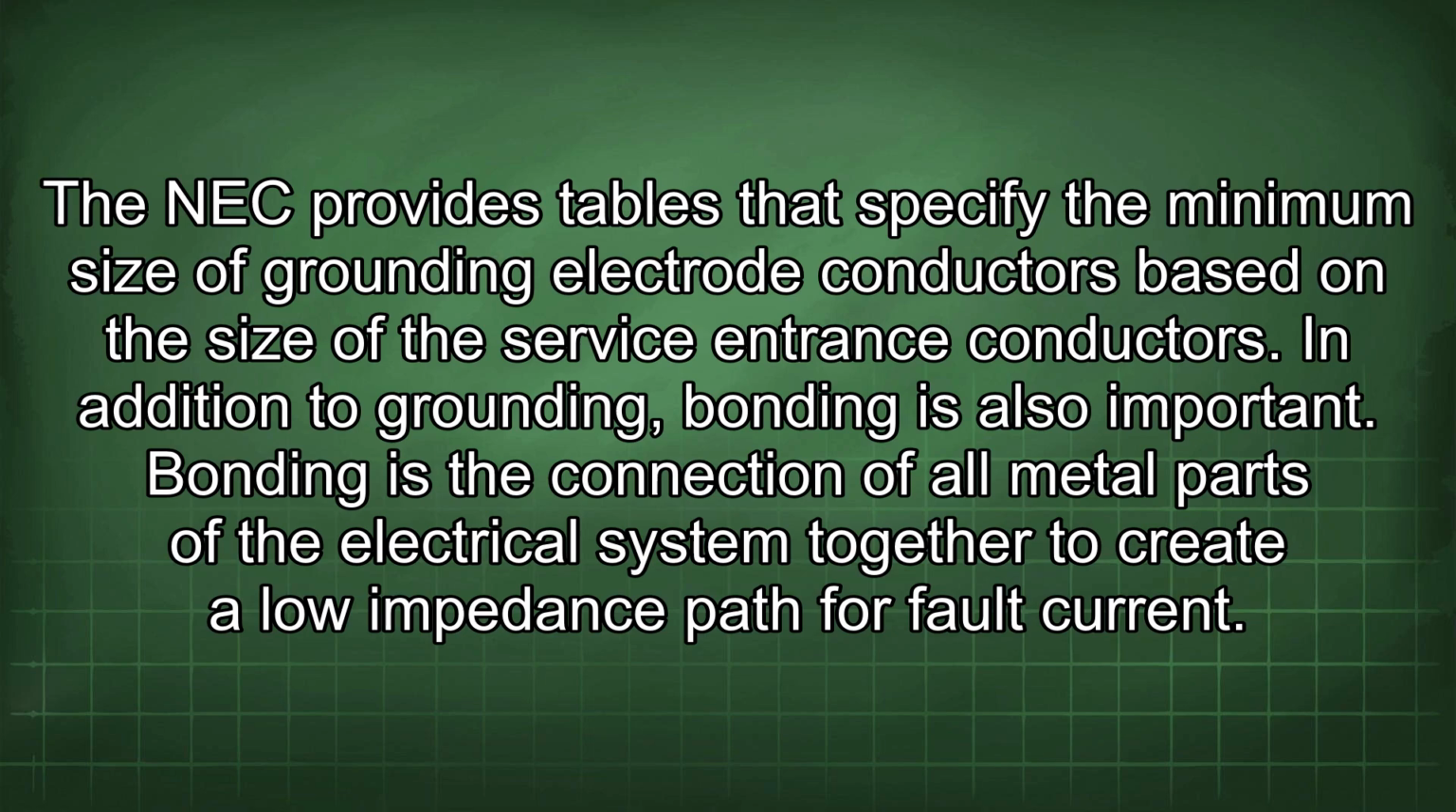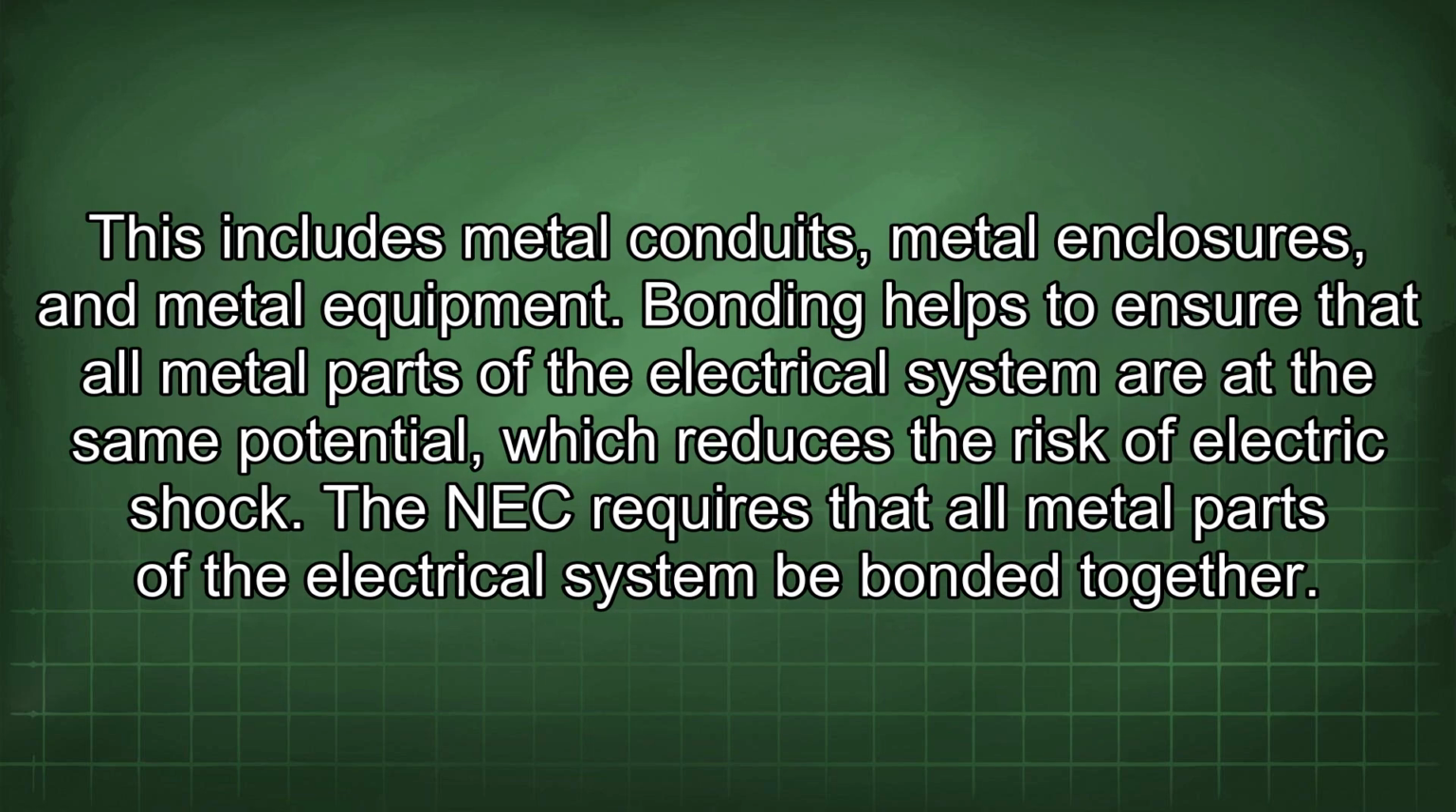In addition to grounding, bonding is also important. Bonding is the connection of all metal parts of the electrical system together to create a low impedance path for fault current. This includes metal conduits, metal enclosures, and metal equipment. Bonding helps to ensure that all metal parts of the electrical system are at the same potential, which reduces the risk of electric shock. The NEC requires that all metal parts of the electrical system be bonded together.